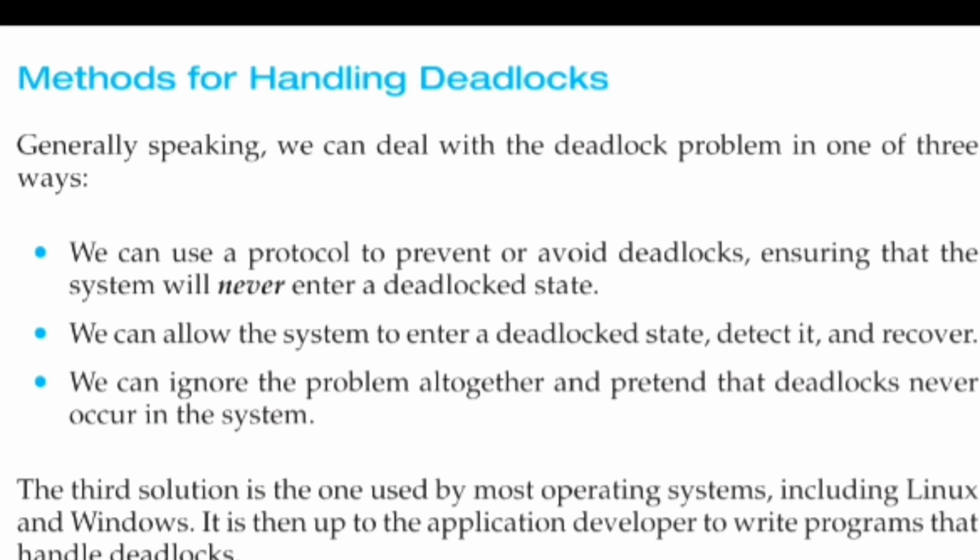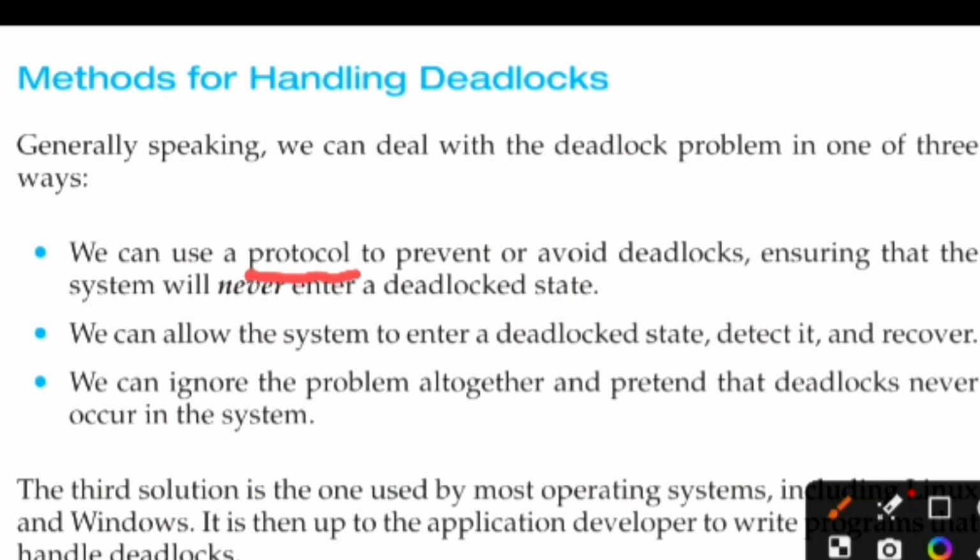Method for handling deadlock. We can deal with the deadlock problem in one of three ways. The first method is we can use a protocol to prevent or avoid deadlock, ensuring that the system will never enter a deadlock state. So, the first method is prevention. We always hear that prevention is better than cure. So, in the same way, here we are trying to make sure that the deadlock does not occur in the first phase itself. So, we don't need to deal with deadlocks.